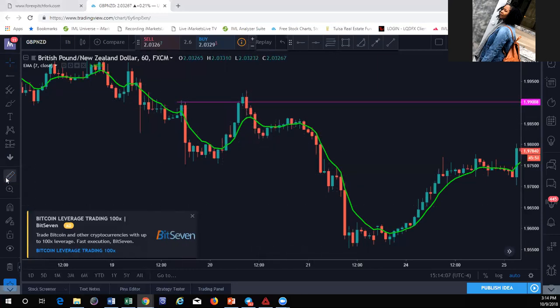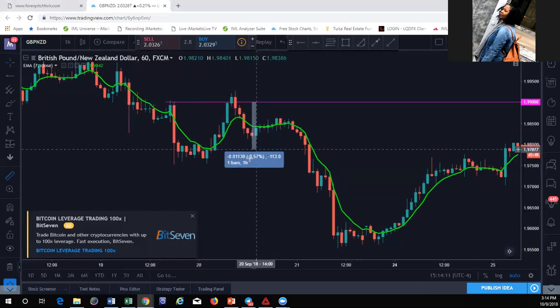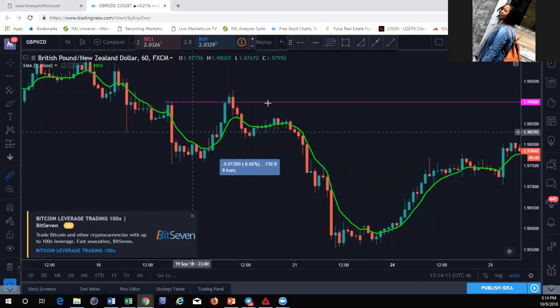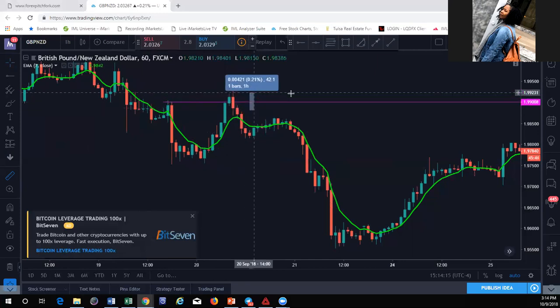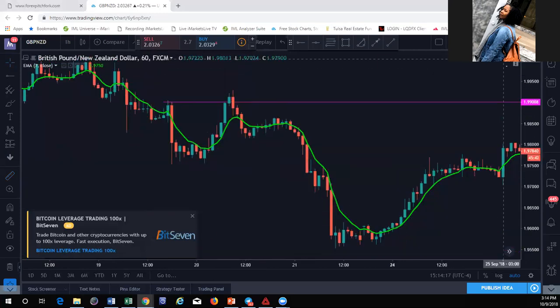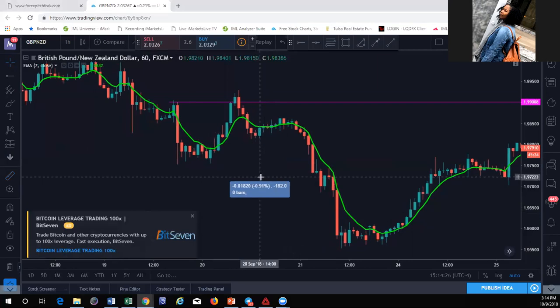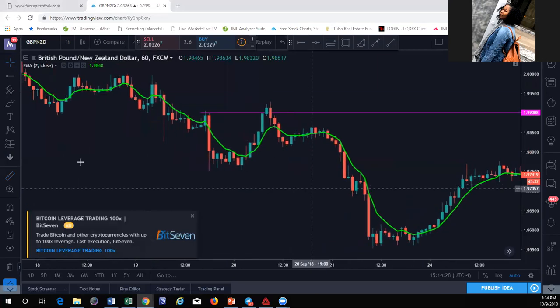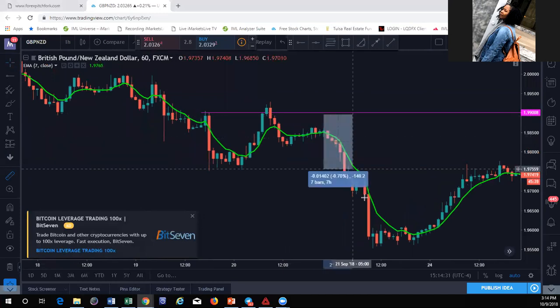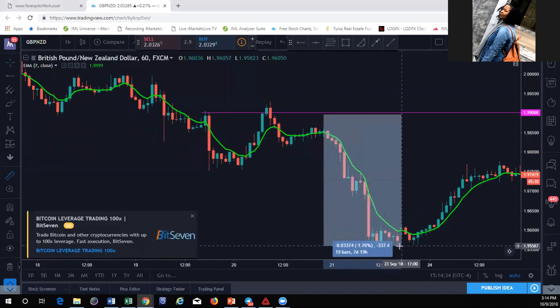Now look at this amazing drop from this teacup. If I can get it together. Hold on a second, guys. I don't know why that took me so long. But that is a 300 pip move.